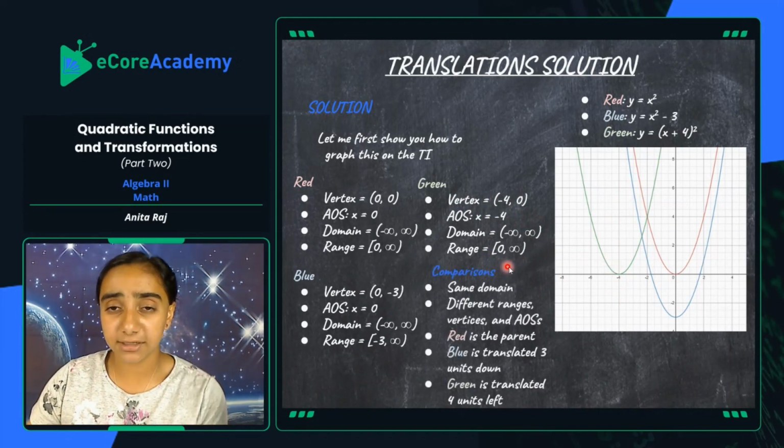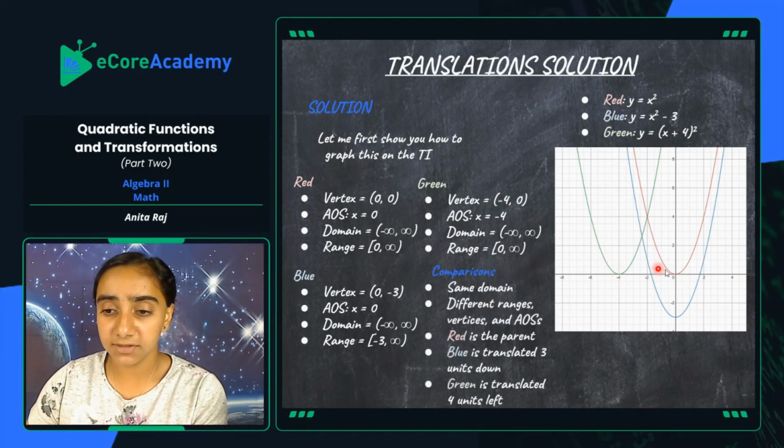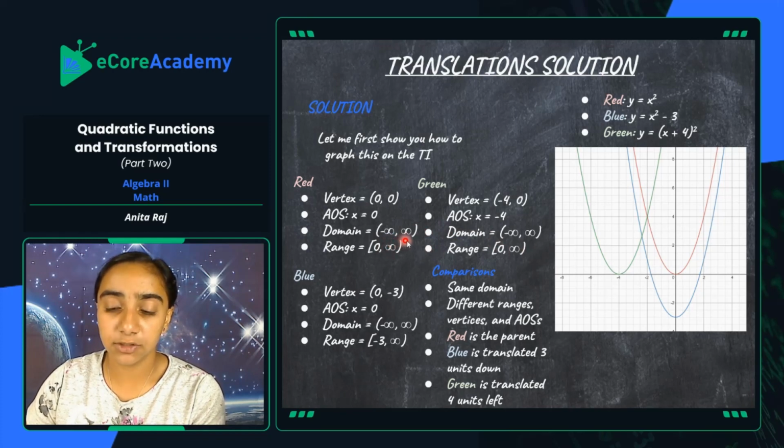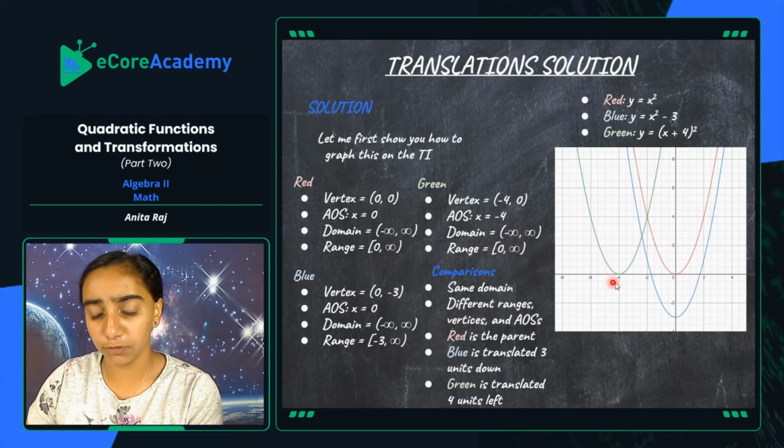Now let's do some comparisons between these three graphs. They all have the same domain. This domain holds true for any quadratic you see, negative infinity to positive infinity. They have different ranges, however. This is 0 to positive infinity, negative 3 to positive infinity, and 0 to infinity, because they are all vertically placed in different places. This one is placed all the way down here, this one's up here, this one is up here. Then we have different vertices because they all have different minimum coordinates. This one here has 0, 0, this one has 0, negative 3, and this has negative 4, 0.